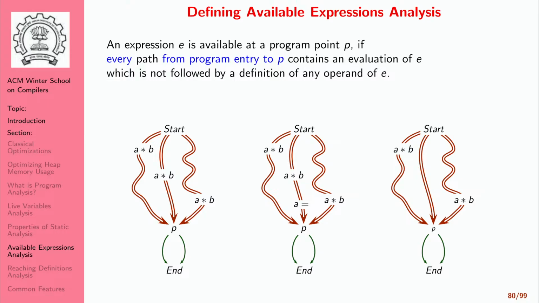That is the reason why we talk about every path. So if we want to replace this, then the value of the expression has to be available along every path. So if I have one path in which A star B is not available, then I can't eliminate A star B here because along that path the value of the expression is not available. So this is the reason why we talk about every path rather than some path, right? So A star B is available. What about the second example? Is it available at P? No, because it is modified here.